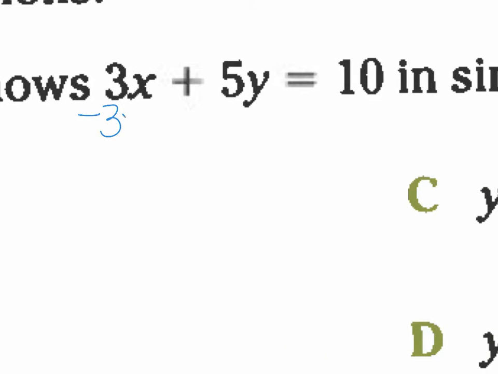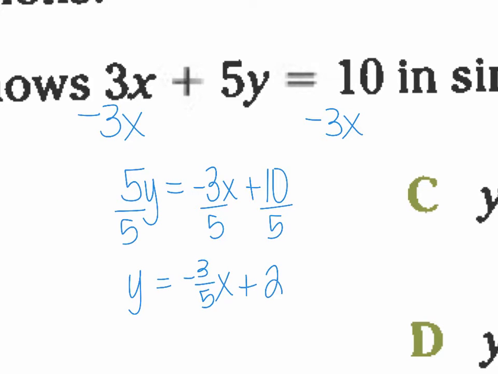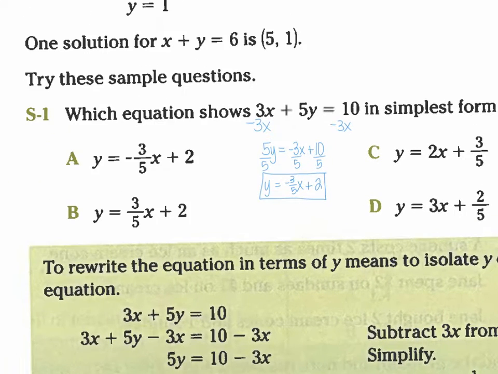So we would first subtract 3x. So we get 5y equals negative 3x plus 10. Then we would divide by 5. So we get y equals negative 3/5 x plus 2. So there's our equation in terms of y. When we go back to look at our letter choices, this matches up with letter A.